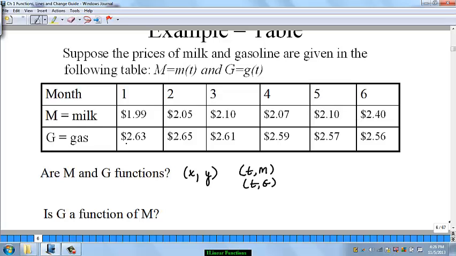Now let's look at the gas. And I look at this. It looks like every input has its own output. So yes, are they functions? Yes, they both are.